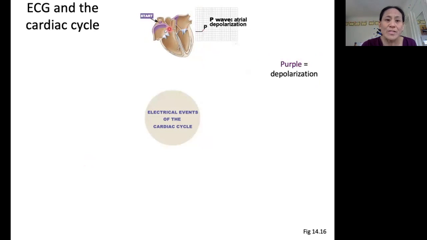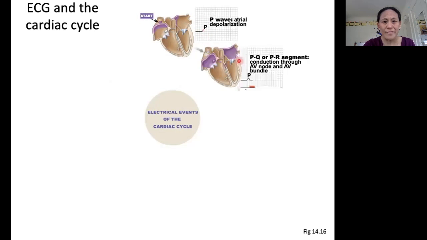I want to remind you that in these figures, purple is going to indicate depolarization. Okay. So here, we are going to start with depolarization of the AV node, which then spreads through the atria, okay? At that time, we see the P wave, okay? We're gonna finish our P wave, and after that, we're going to get a contraction of the atria, okay? And that's shown by this red little bar down here.